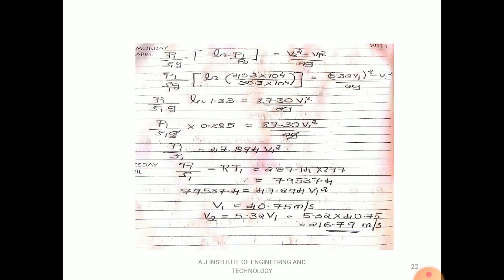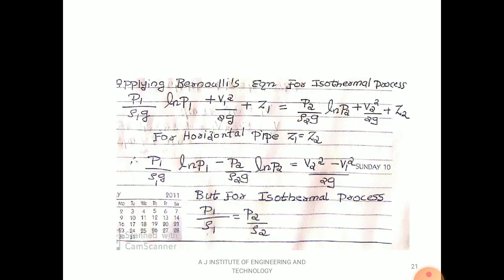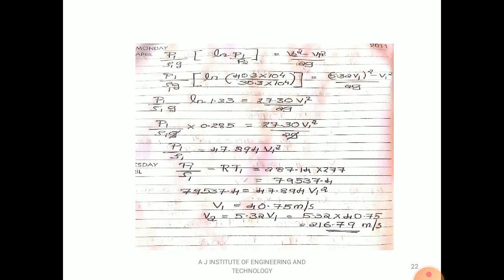So P1 by rho 1 g can be taken out. So P1 divided by rho 1 g into ln of P1 minus ln of P2 is ln of P1 by P2, from the rule ln of A minus ln of B equal to ln of A by B. So P1 divided by rho 1 g into ln of P1 divided by P2 equal to V2 square minus V1 square divided by 2g.